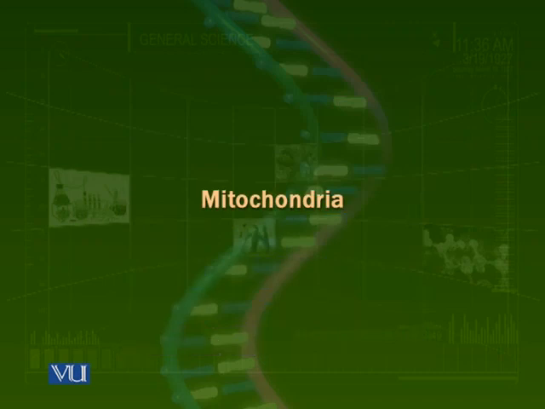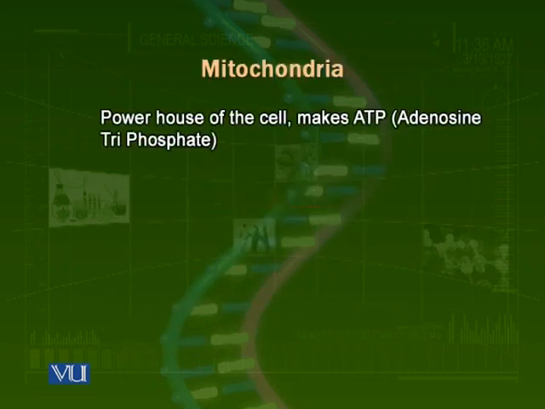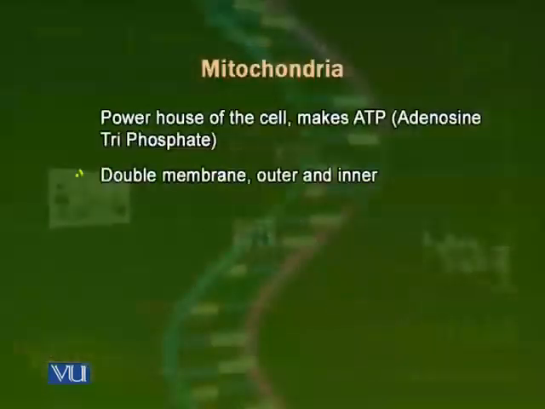Next comes the mitochondria. Mitochondria are the organelles which are called the powerhouse of the cell. They produce energy required by the cell in the form of ATP. ATP is a molecule, adenosine triphosphate, which has high energy bonding in it. When it breaks, it releases lots of energy in chemical form that cells can use for performing their different functions. Mitochondria are double membraned organelles.